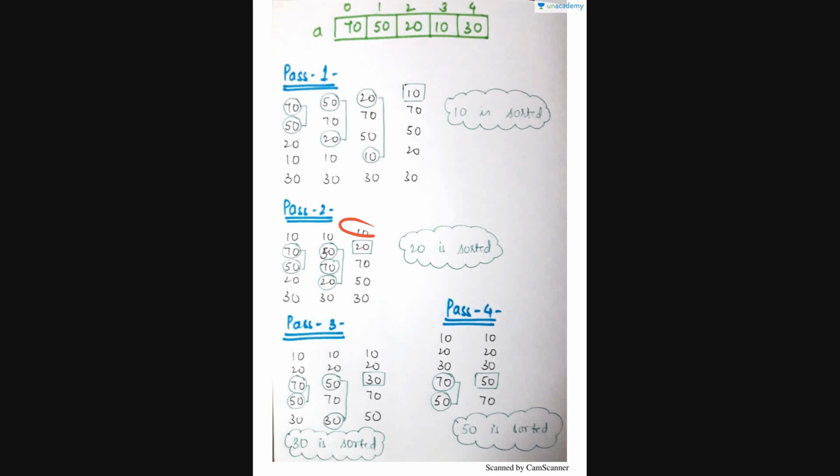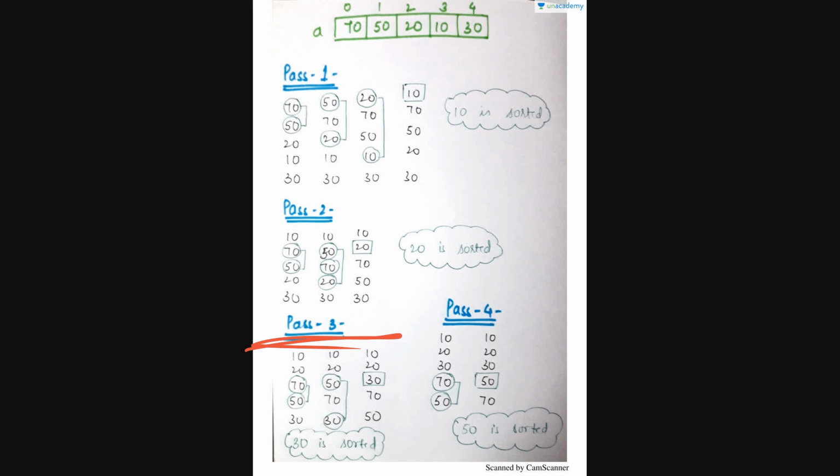So 10 is already sorted. Then 20. Is there any element smaller than 20 over here? No. 70 is also greater. 50 is also greater. 30 is also greater. So 20 is also sorted over here. So 10 and 20 both are sorted. So after this, we have to go for pass 3.